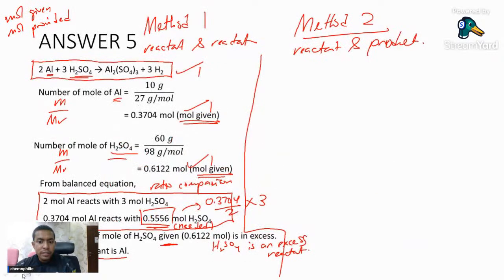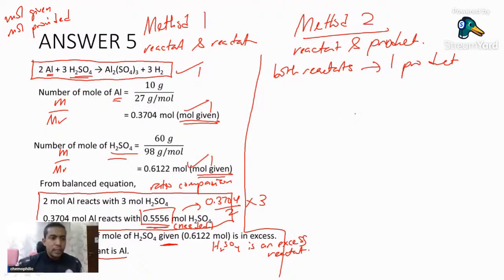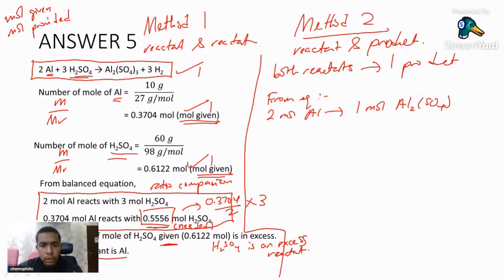So apa maksud dekat sini? Both reactants you need to compare to only one product, bukan untuk dua-dua produk sekali. Satu produk sahaja. So kat sini, so from equation you can see that 2 mole of Al will form 1 mole of Al2(SO4)3. So kalau sini 0.3704 mole of Al, this one akan jadi half of it.